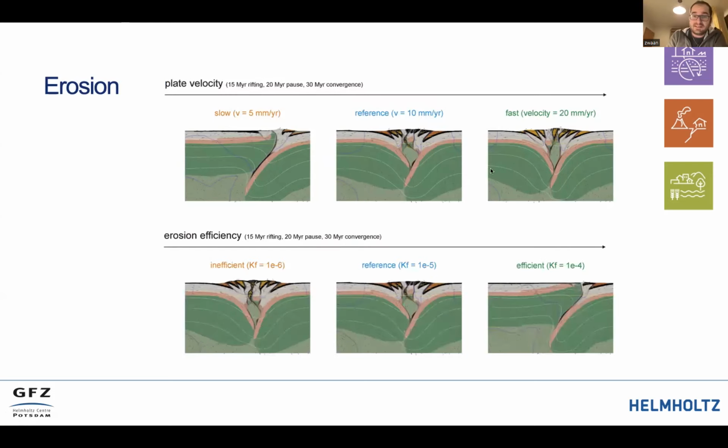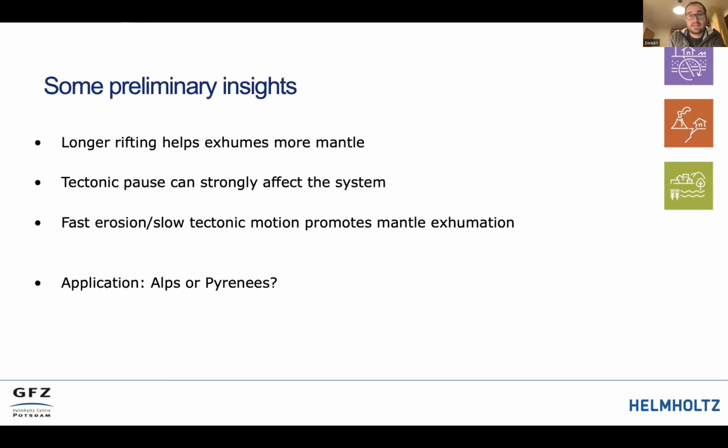That's with the plate velocity, and the same thing is basically seen if we have erosion efficiency higher or lower. If we have a low erosion efficiency, we have a similar situation as if we are putting a lot of material into the system. It has difficulties eroding, and therefore the mantle remains deep. Whereas if we have an efficient erosion, then the mantle material gets to the surface more easily. So that's a good thing in our type of system.